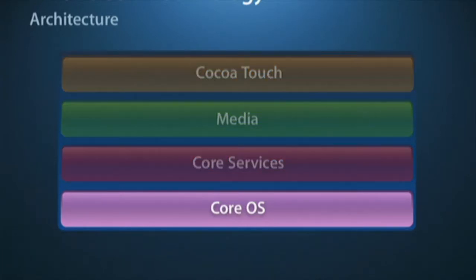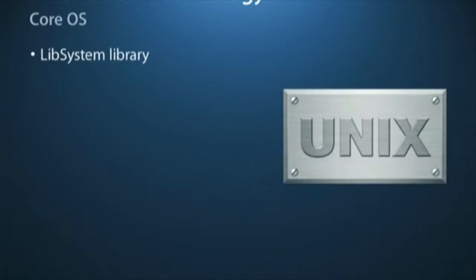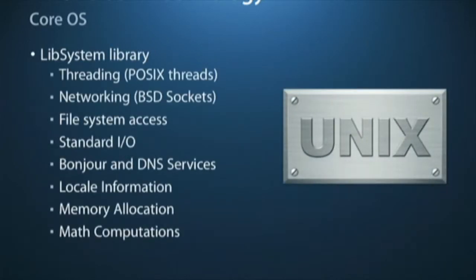Let me talk about the Core OS layer in detail. The Core OS layer provides the fundamental system services that all iPhone applications use. At this level, the iPhone SDK provides a set of interfaces for getting at many low-level features of the operating system on iPhone, which your application accesses through the LibSystem library. The LibSystem library provides wrappers for many low-level features of the system. It's C-based and supports many features, including threading via POSIX threads, networking, file system access, standard I/O, Bonjour and DNS services, locale information, memory allocation, and math computations.